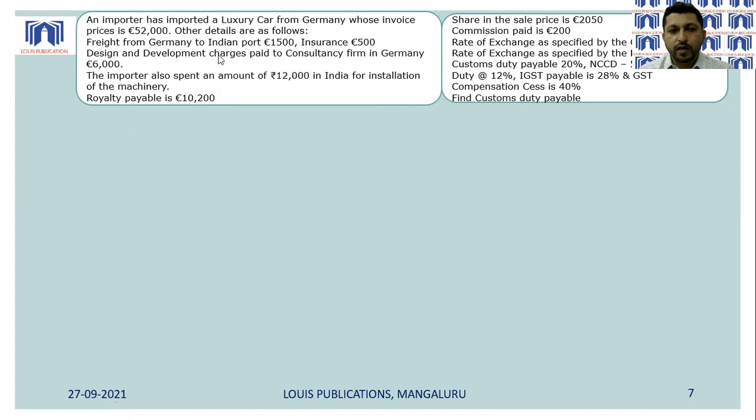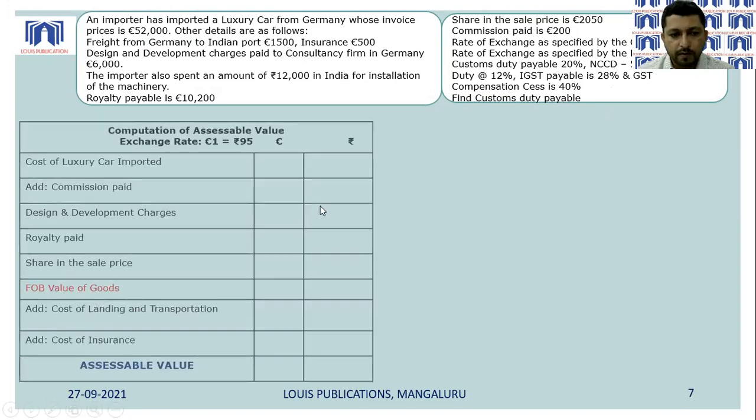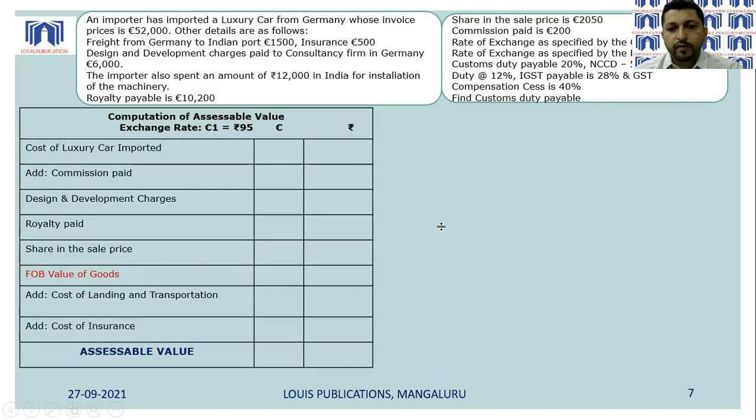This is a luxury car. So the item which is imported is a luxury car, so NCCD is leviable at 5%. Then protective duty at 12% is mentioned. IGST payable is 28% and GST compensation cess is 40%. We need to find the customs duty payable. So let's understand the customs duty payable and solve this particular problem.